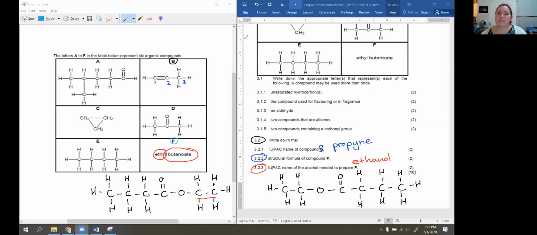I wouldn't describe it as hydration personally. Hydration for me is usually where you add water and it adds across a double bond. But we haven't yet done any types of addition reactions.